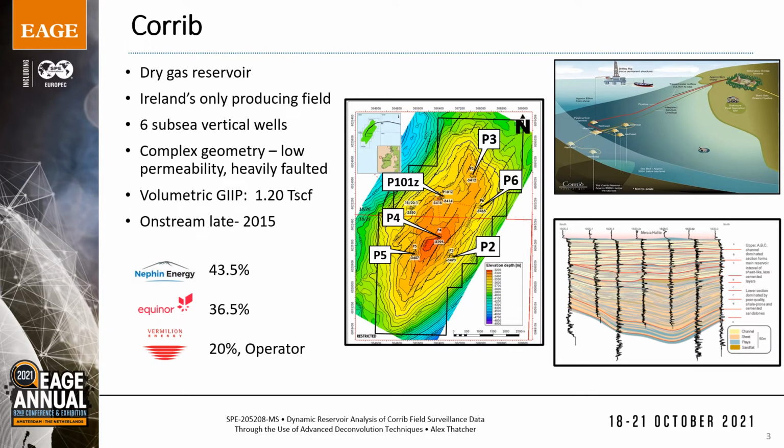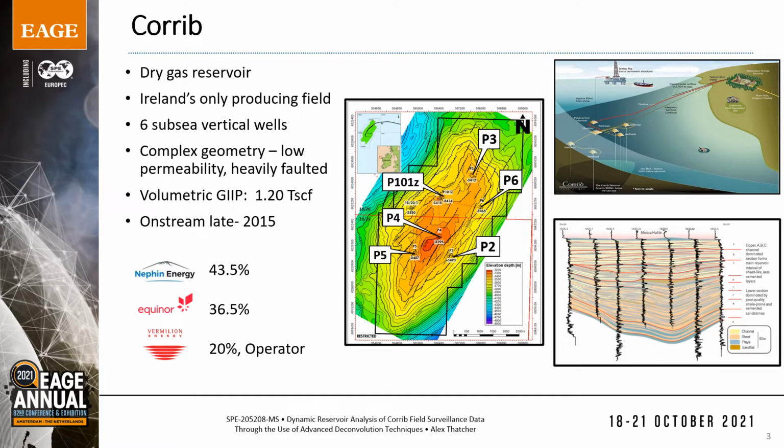Corrib is a dry gas reservoir. It is Ireland's only producing field. It is a subsea development with 6 vertical wells. It has complex geometry, low permeability, and is heavily faulted, particularly to the southeast of the field around well P2. Keep this in mind, as P2 is our case study well for today's presentation.